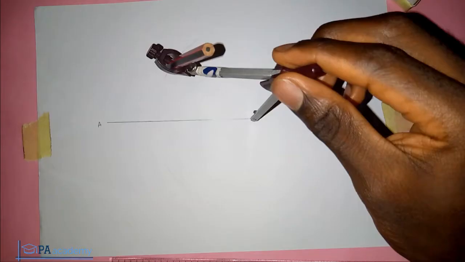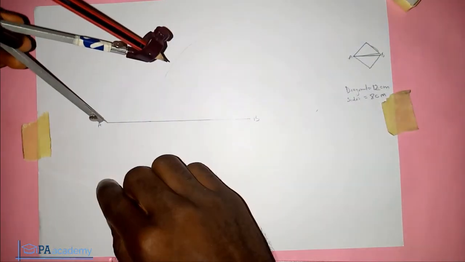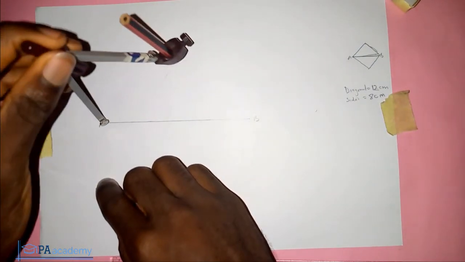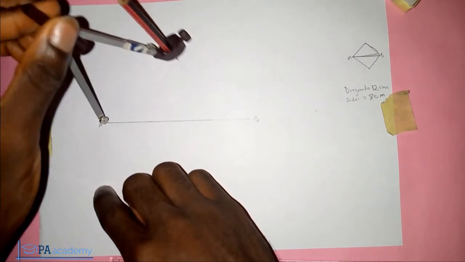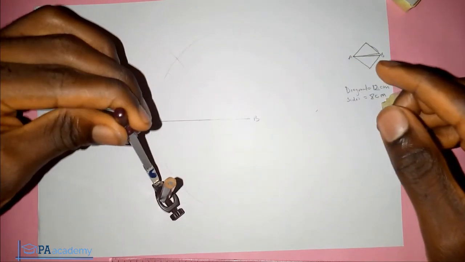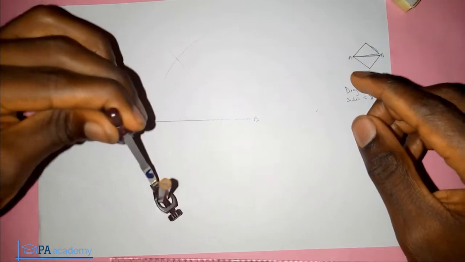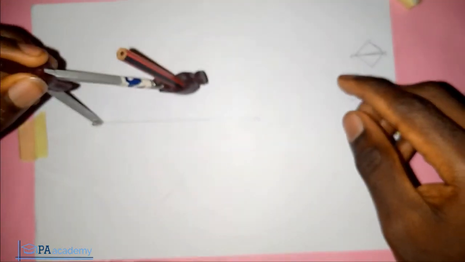So what we've just done to point B, with the same length of 8 centimeters, we'll go to point A. We also draw an arc upward, and then we'll also draw the arc downward so that they can meet with the arcs we drew from point B.